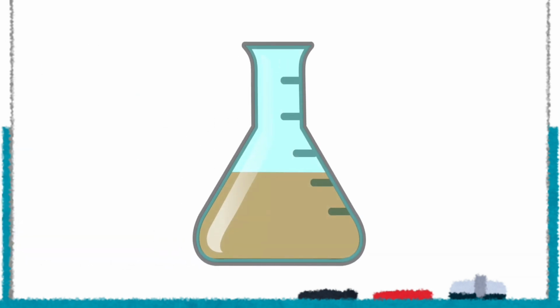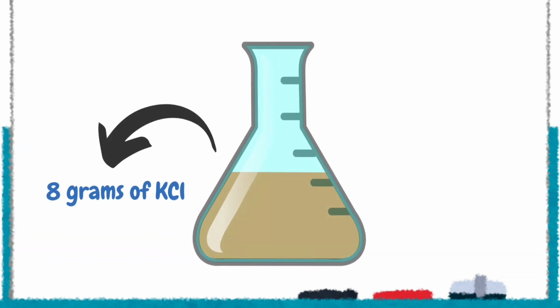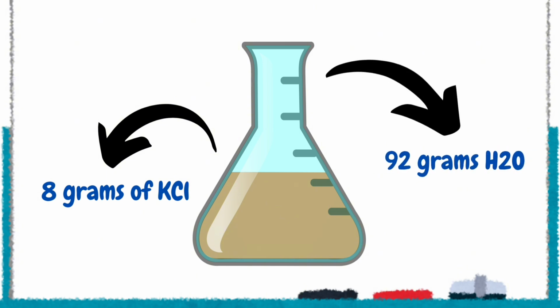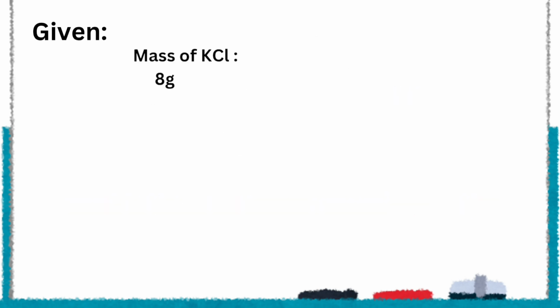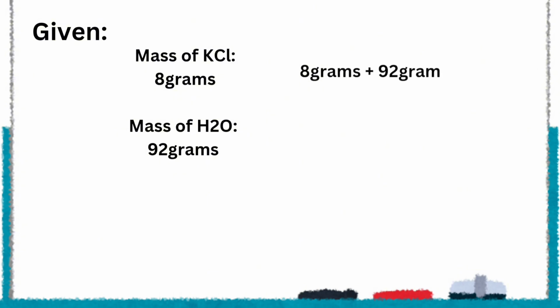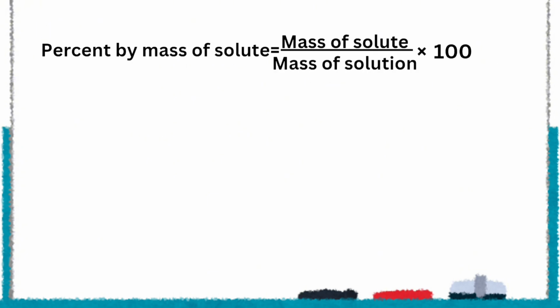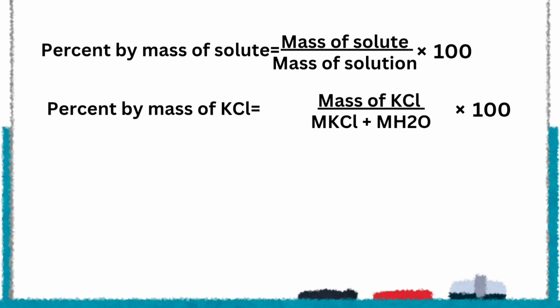Let's do one more. A solution is made by dissolving 8 grams of potassium chloride in 92 grams of water. What is the percent by mass of potassium chloride in the solution? With the same process, we need to calculate the mass of solution first. 8 grams of potassium chloride plus 92 grams of water is equal to 100 grams. Now that we have the mass of solution, all we need to do is get the percent by mass of potassium chloride. Let's state the formula first. Percent by mass of potassium chloride is equal to mass of potassium chloride over mass of solution multiplied by 100.